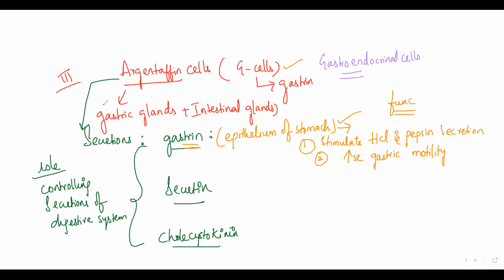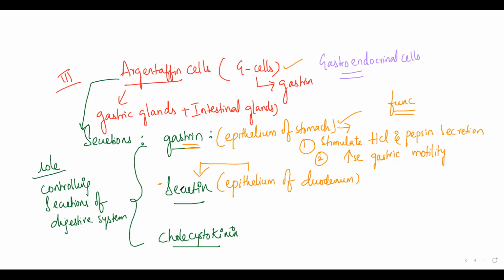The next thing that we can see, as you can see on your screen, is your secretin. So where is secretin present? It is secreted by the argentaffin cells, and these are present in the epithelium of your duodenum. The cells which are secreting these are present in the epithelium of the duodenum, children.